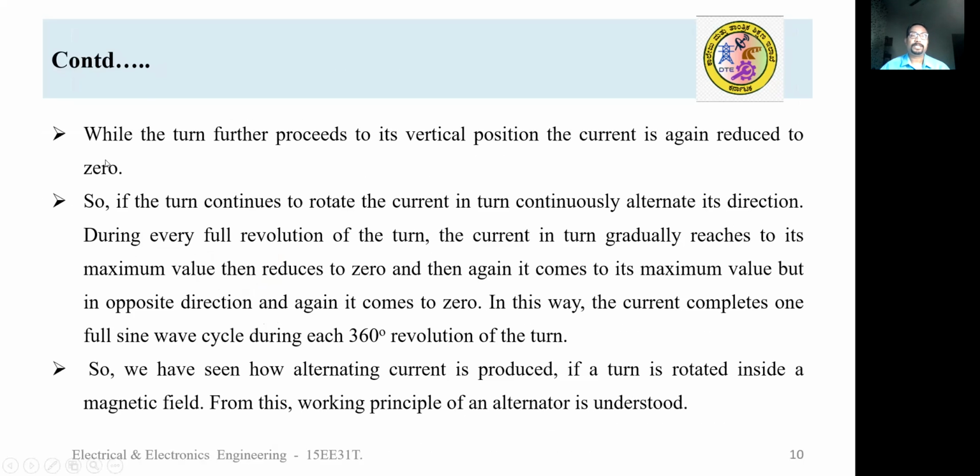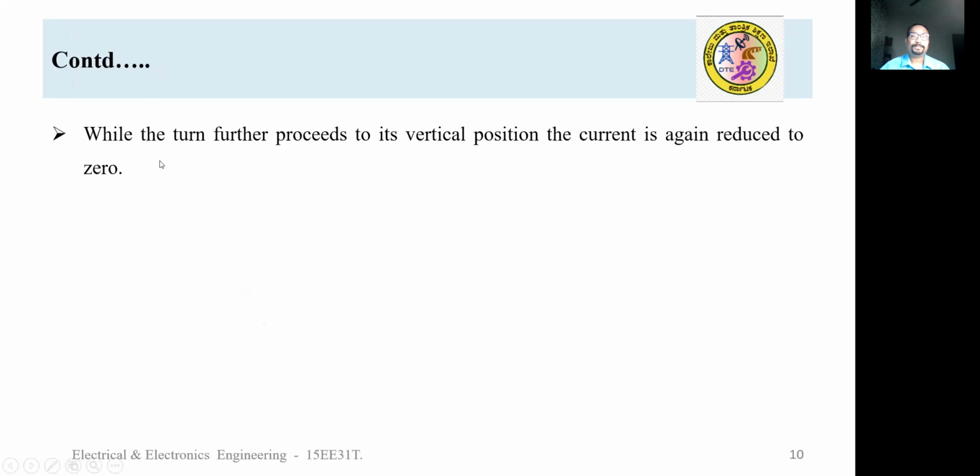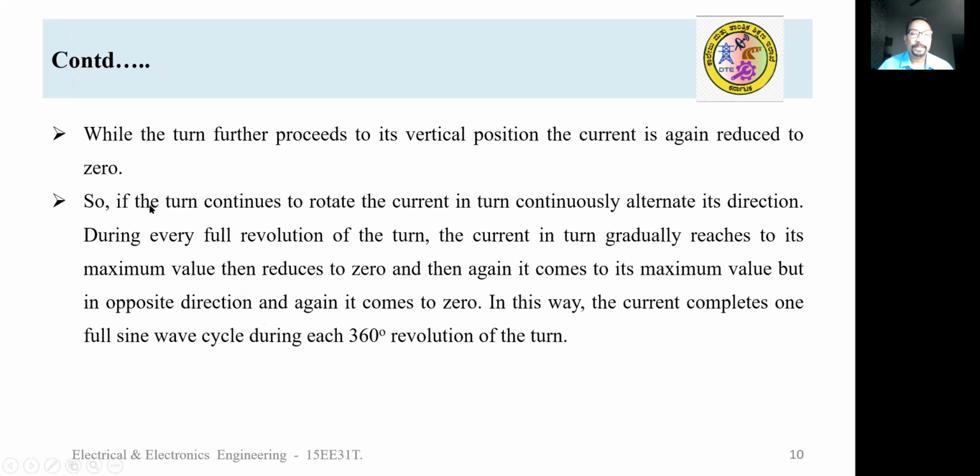So students, that is what is mentioned here. While the turn further proceeds to its vertical position, the current is again reduced to zero. That is from 270 degrees back to 0 degrees. Okay. So if the turn continues to rotate like this, the current in the coil will also continue to alternate its direction. Here the point to note is that when the coil completes one cycle of rotation, that is from 0 degrees to 360 degrees, one cycle of EMF will be induced.